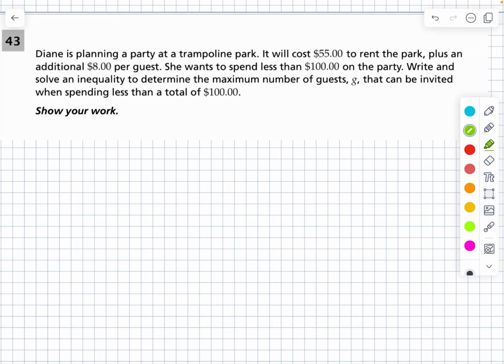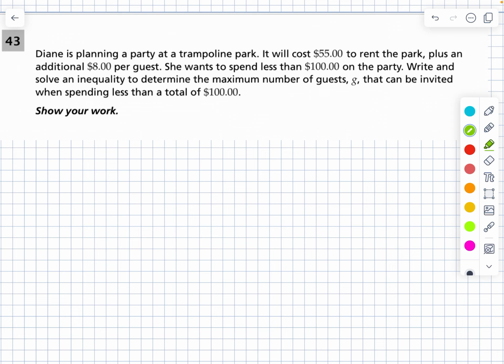Diane is planning a party at a trampoline park. It will cost $55 to rent the park, plus an additional $8 per guest. She wants to spend less than $100 on the party. Write and solve an inequality to determine the maximum number of guests, G, that can be invited when spending less than a total of $100.